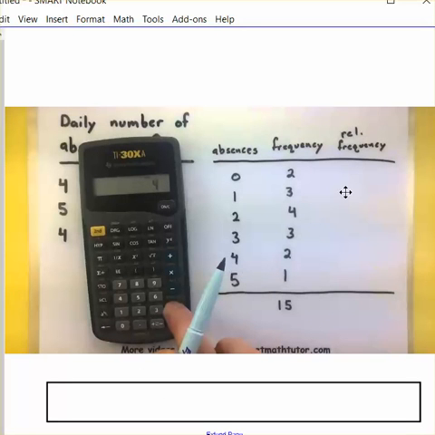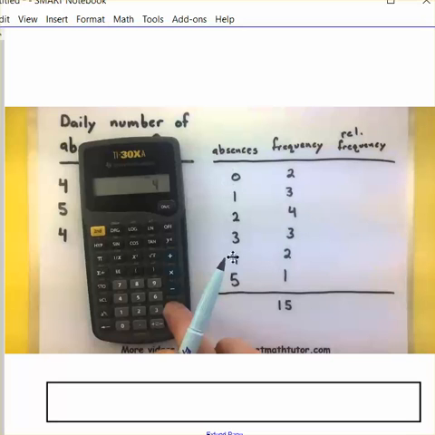So let's take a look at relative frequency. When you're creating a relative frequency chart, you're going to have some categories, and then the frequencies, just like we saw before. But then we're going to fill in the relative frequencies. The relative frequencies are going to be a fraction, a ratio. What percentage of the frequencies of the absences were 2? I'm not saying that very well. So let me try it again.